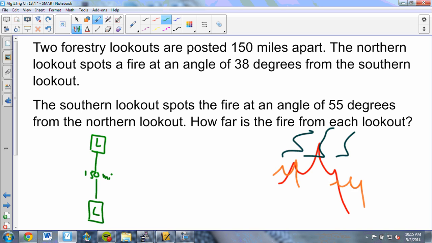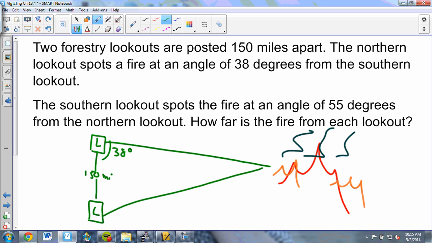The angle from the northern lookout to the fire, from here to here, was 38 degrees. The angle from the southern lookout to the fire, from here to here, was 55 degrees. That picture's not greatly drawn. So, 38 plus 55 is 93, which means that this is 87 degrees.